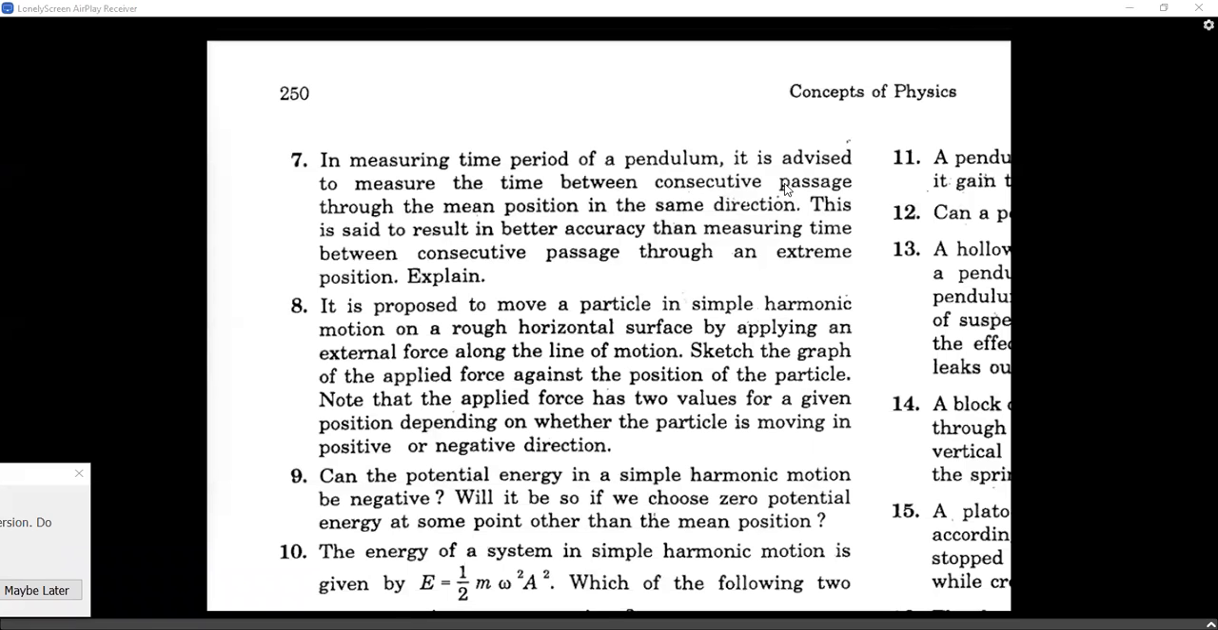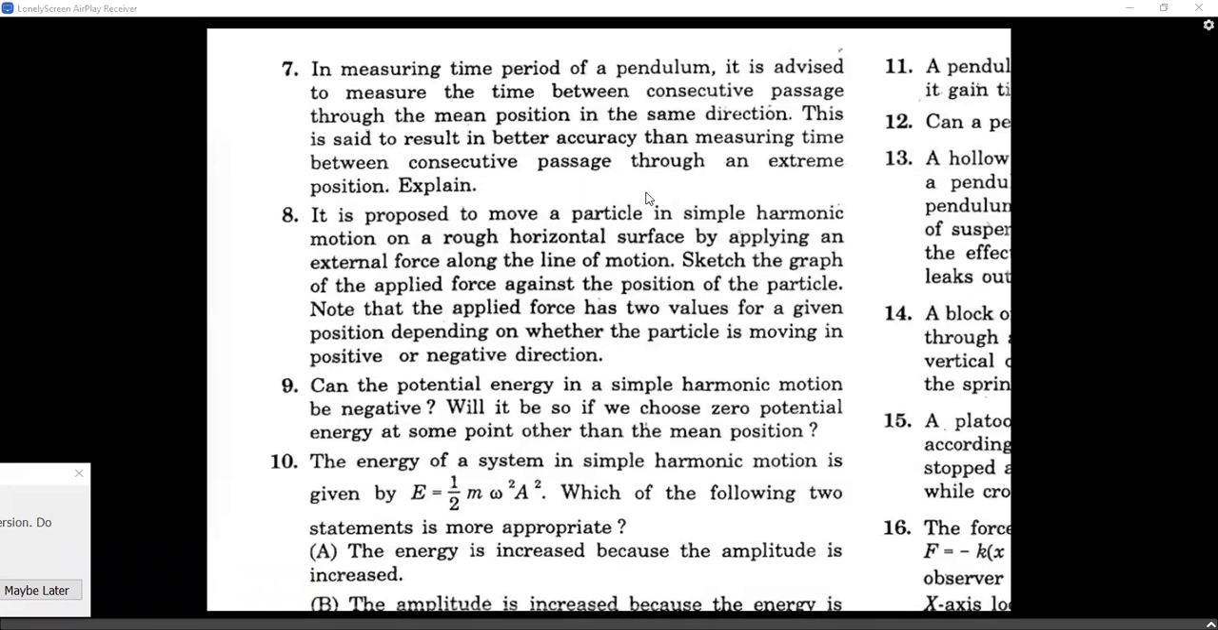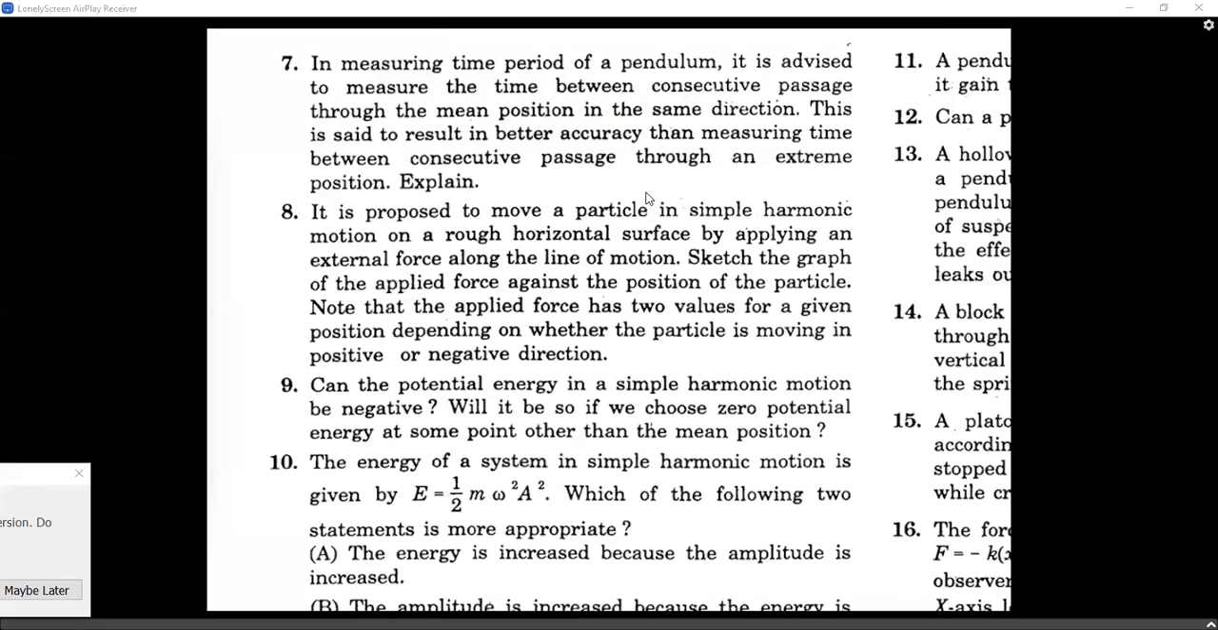Mazida, what's the next question that you asked? The ninth one, sir. Can the potential energy of a simple harmonic motion be negative? Will it be so if we choose zero potential energy at some point other than the mean position? Is this a possible case?